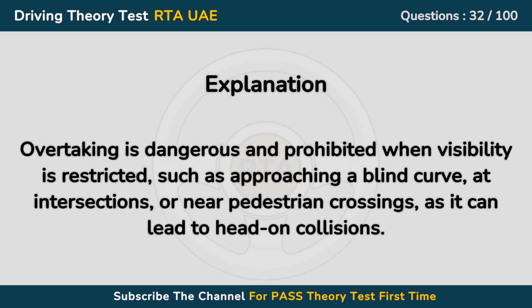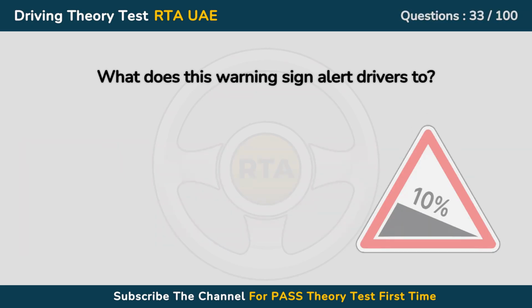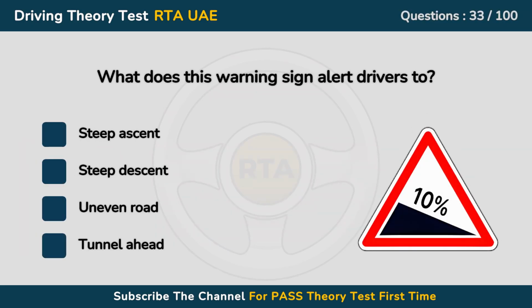Overtaking is dangerous and prohibited when visibility is restricted, such as approaching a blind curve, at intersections, or near pedestrian crossings, as it can lead to head-on collisions. Question 33. What does this warning sign alert drivers to? A. Steep ascent. B. Steep descent. C. Uneven road. D. Tunnel ahead.